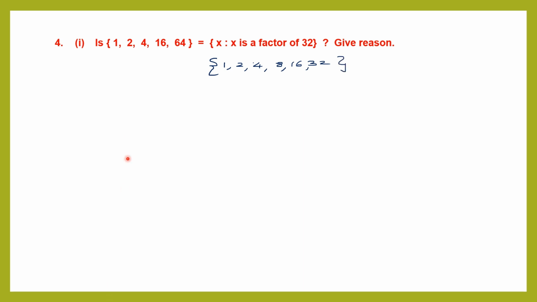Now look at this one. Here it says 1, 2, 4, 16 and 64. Can you see, when we write factors of numbers, the greatest factor is the number itself, whereas here we have 64. So we can say that this set is not equal to this set. So the answer is no, and the reason is 64 is not a factor of 32. So let's write that: no, 64 is not a factor of 32.